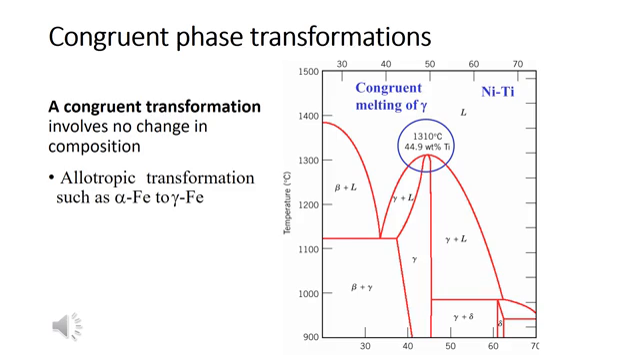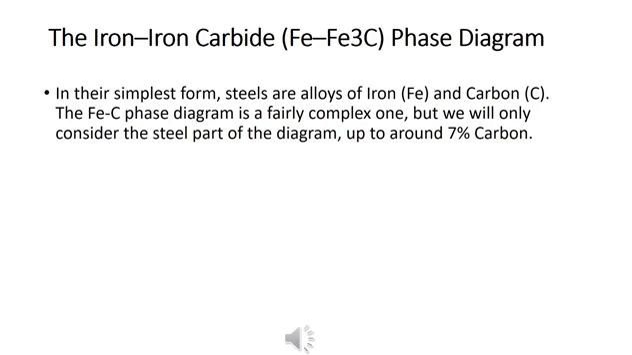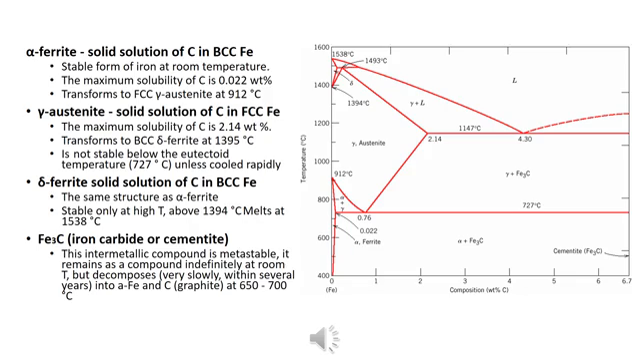Another phase transformation that you have is congruent phase transformation. This is a transformation where the change in phases leads to no change in composition, as shown in the diagram on the right. And a typical example is transformation of alpha iron to gamma iron. One of the most used materials is steel, and steel is an alloy of iron and carbon. A phase diagram for iron carbon is shown on the following page. This is a phase diagram for steel.